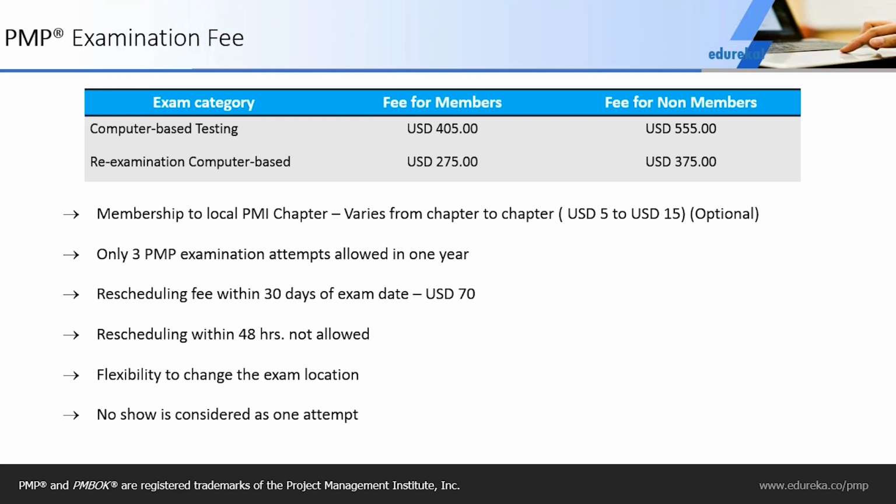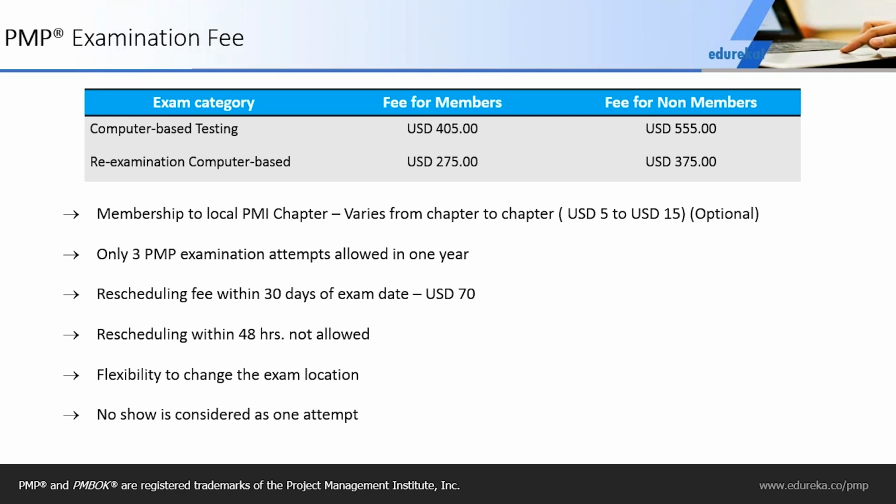Okay, so suppose a person had taken the PMI membership and then that person applied for the examination. Unfortunately, that person failed to clear it in first attempt. Then the re-examination fee for that person will be $275, and for non-members it will be $375.